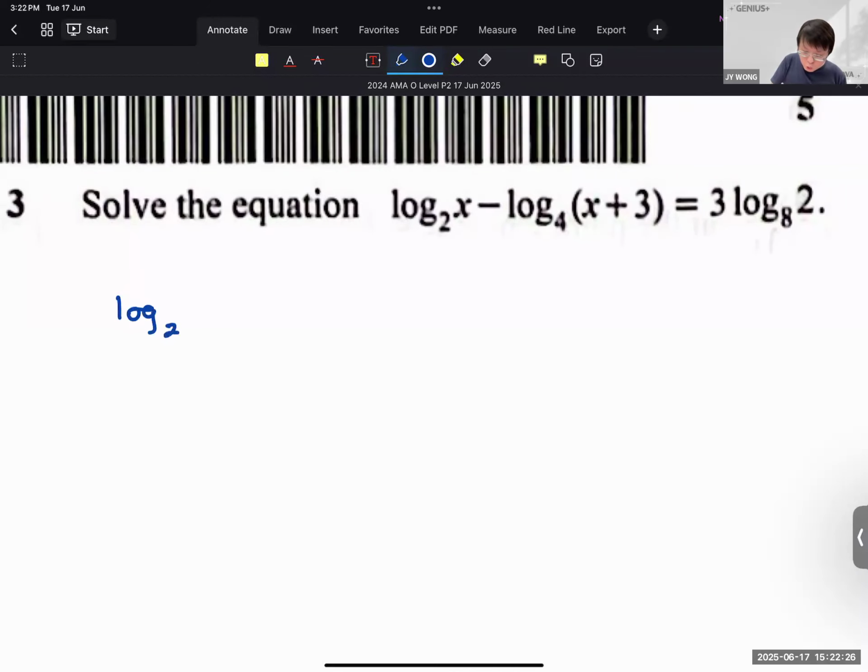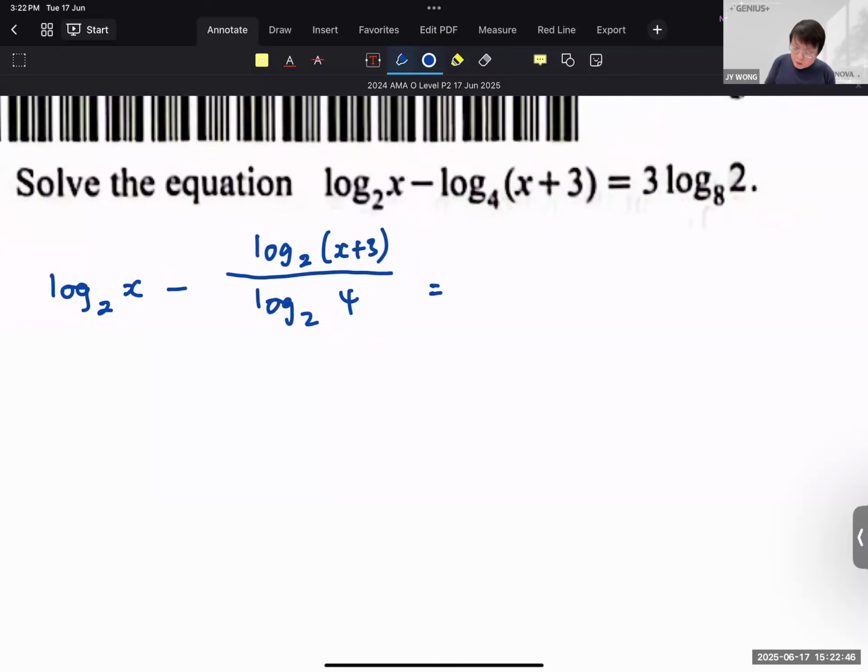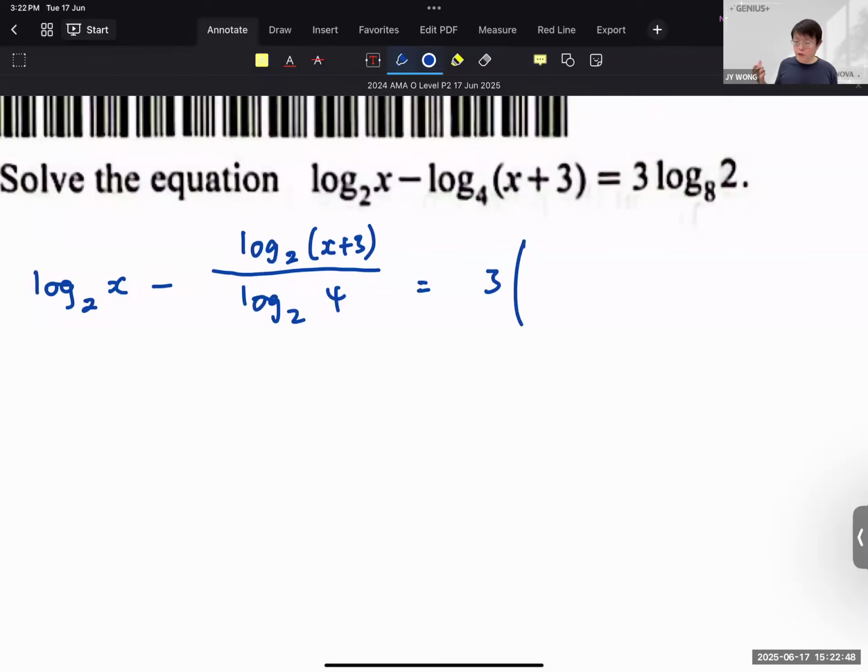Log base 2 of x minus, change of base. I have log base 4. So your base will always become the denominator, right? So this will become log base 2 of 4, and then the numerator log base 2 of x plus 3. Then on your right-hand side, the 3 can be kept as a coefficient. So log base 2 of 8 will become the denominator. Then your numerator is log base 2 of 2.